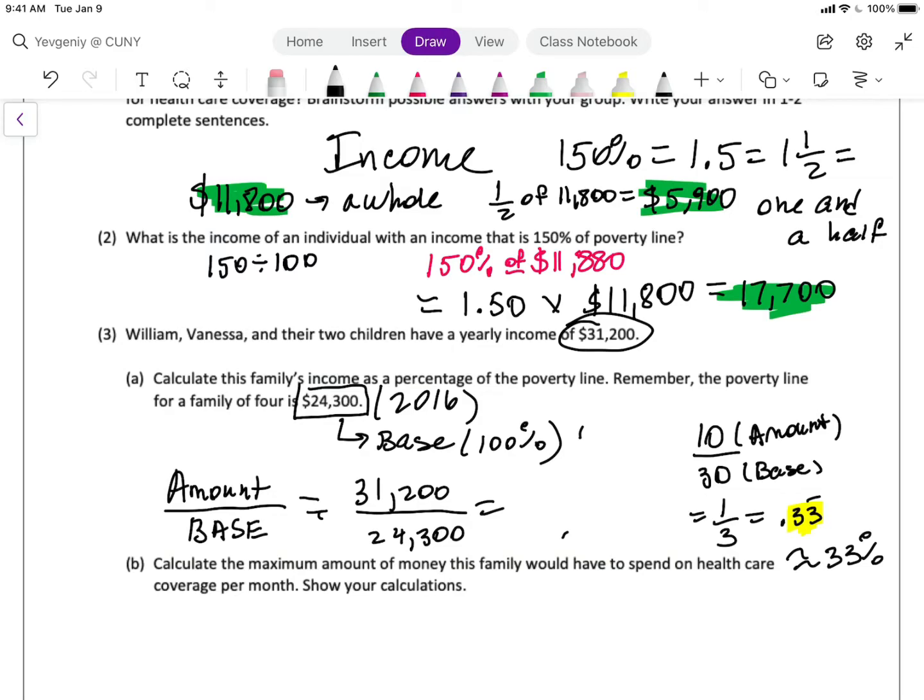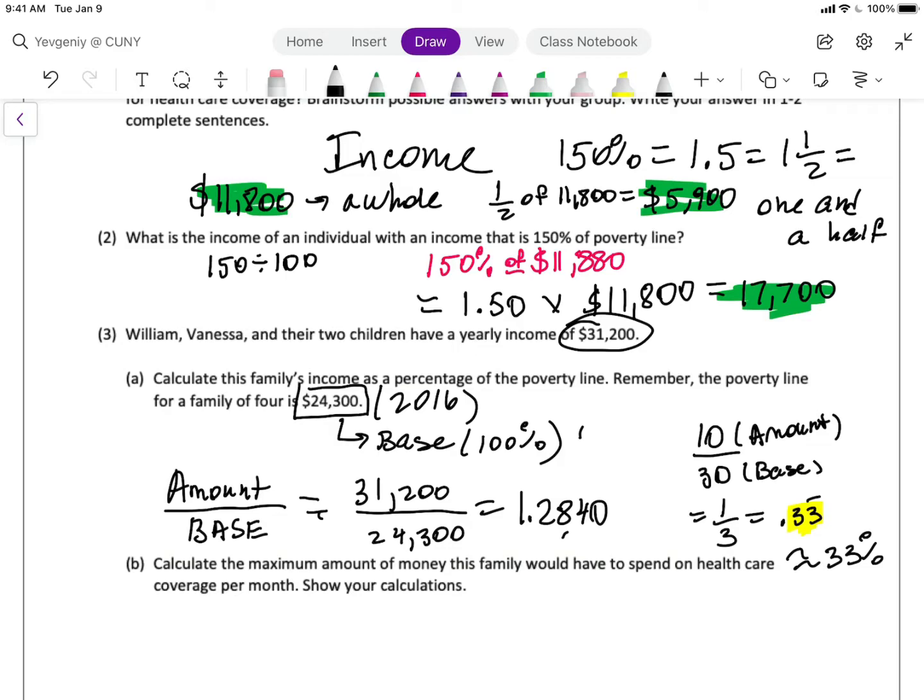1.2839 and so on. Let's write a couple of digits, maybe like 4, and let's round it. So 2839 is going to be 40. I'm just rounding, okay? So that means they're making 1.2840 of the poverty line. Okay, so numbers like that are converted into percentages.